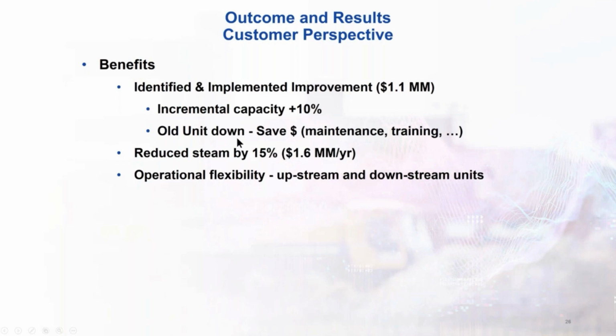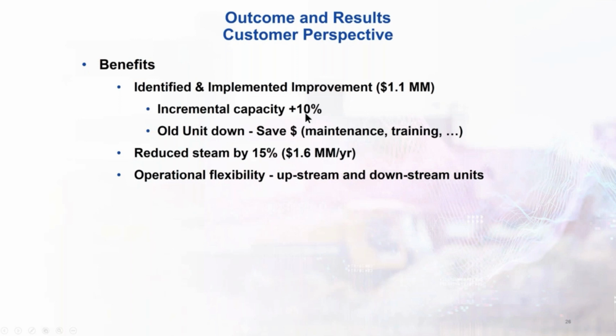The old unit is down. Now we have to make sure it stays down, and that's where the sustainability comes in. We reduced the steam by 15%. We were after production, but by fixing the unit, for many years they were paying a large steam penalty, and the steam penalty was actually $1.6 million per year. So without requiring the capacity increase to pay for this, just the energy savings alone paid for the fix.